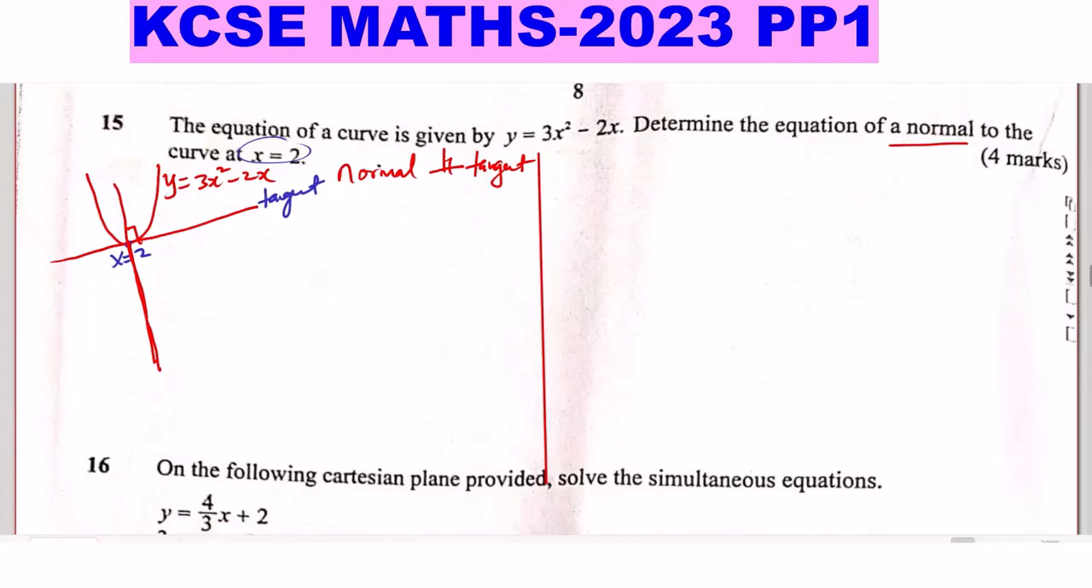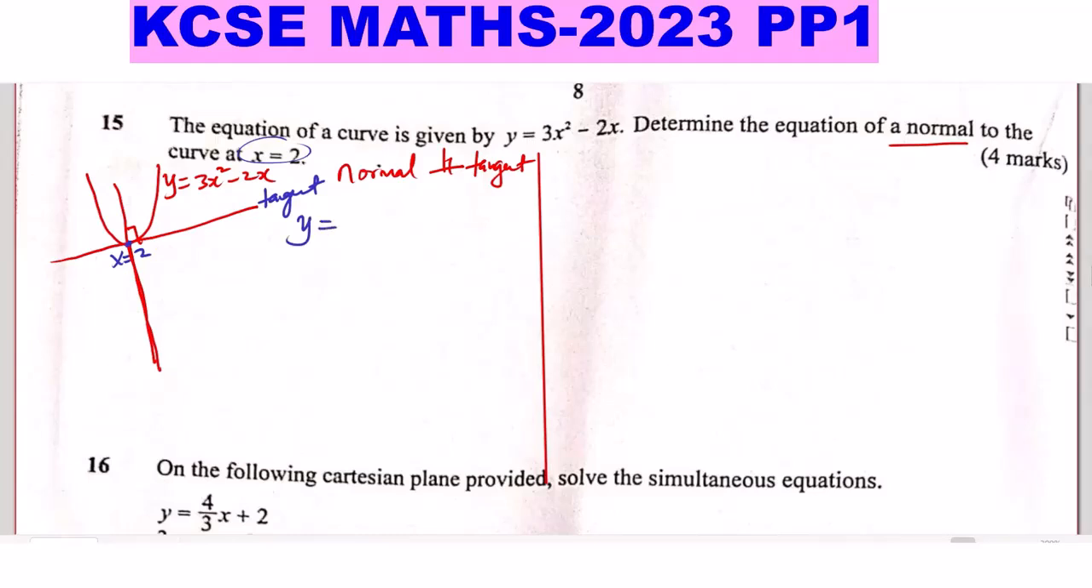So the first thing that you need to get is this point, where the normal and the tangent touch the curve. We only have the x coordinate, so we get the y coordinate using the function of that curve, because that point is on that curve.